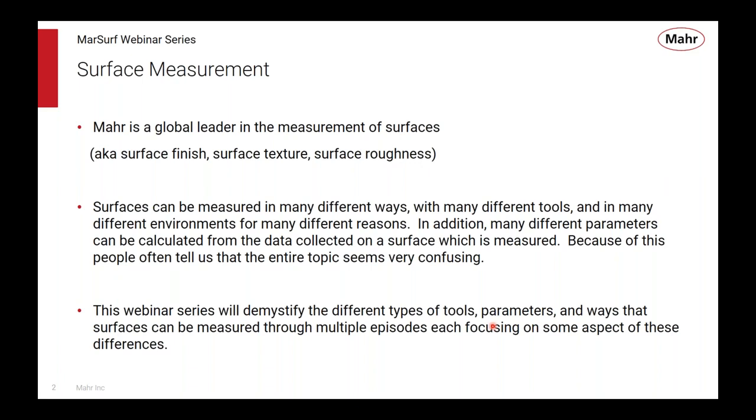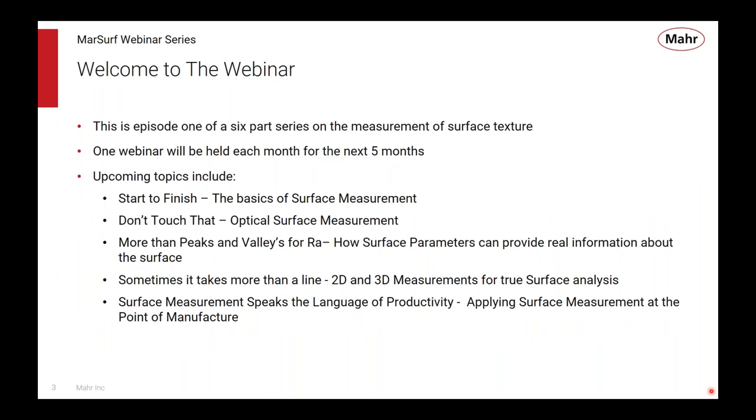So to address that, we decided to do not one webinar, but a series of webinars to talk about different aspects of this: some of the different tools you can use to measure surface roughness, some of the different parameters you could calculate from the measurements, and how to automate it in a production environment versus getting the best performance in an R&D environment. So that's the purpose behind this. This is episode 1 of a 6-part series. There'll be 5 more, coming at a rate of 1 a month over the next 5 months.